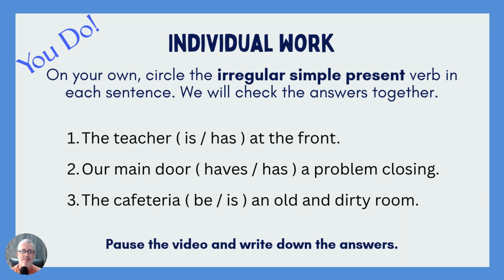And number three, the cafeteria be or is an old and dirty room. Is your cafeteria old and dirty? Yeah, lots of them are. But what's the verb? Is. Very good, not be. We don't use be in the present tense.